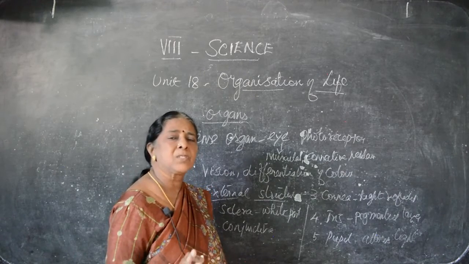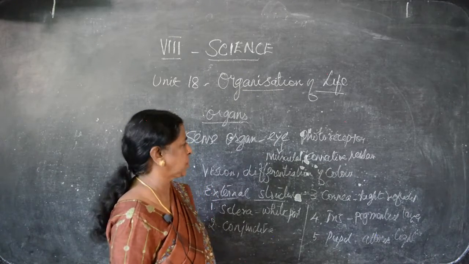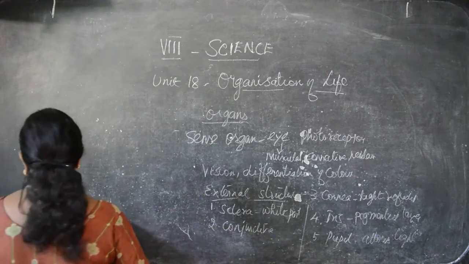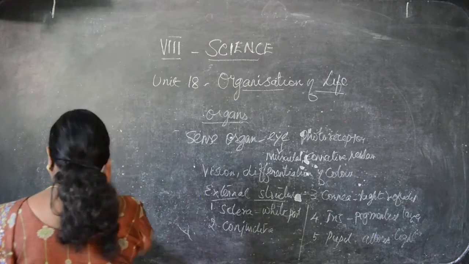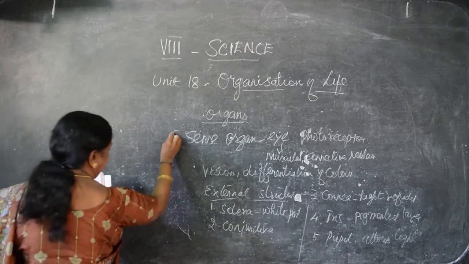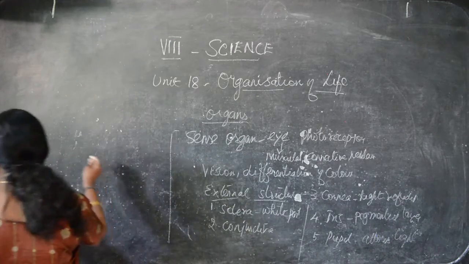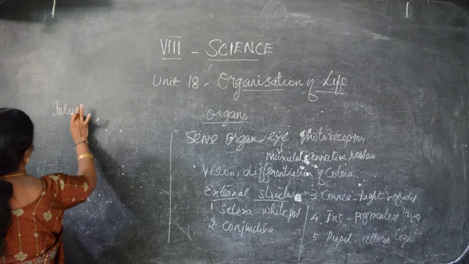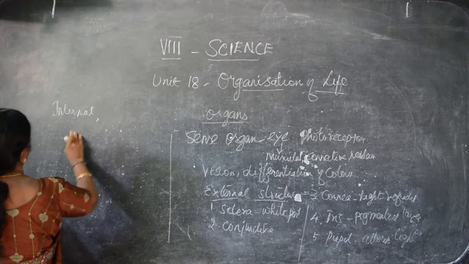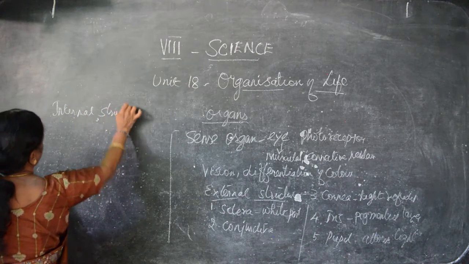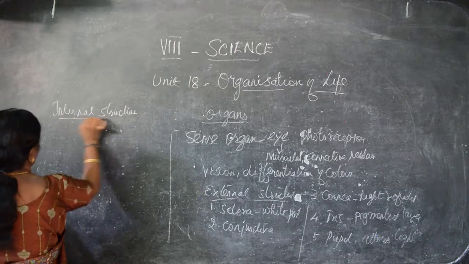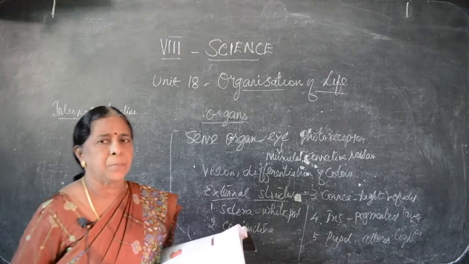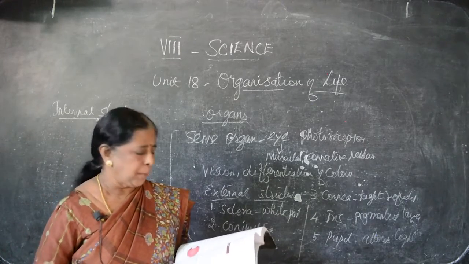So is it clear, children? We have seen the external structure. Now we have to go for the internal structure. What are the parts present in that diagram? You can see the internal parts. Take a notebook for science and draw the diagram of the eye, and label all the parts.